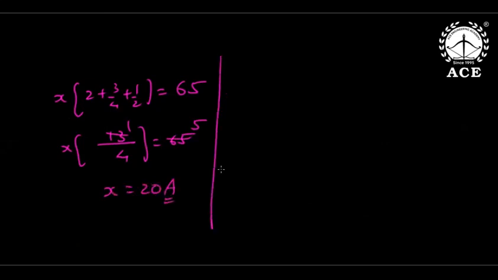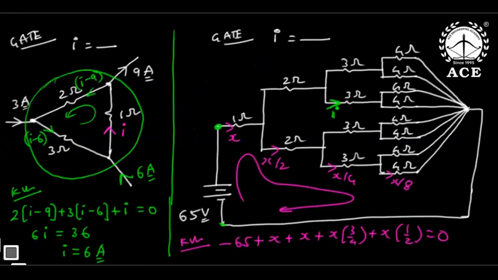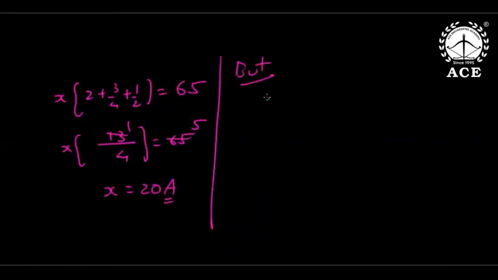But what do I need? But we need I. See the question. I is in the 3 ohms branch. But in the 3 ohms branch, how much current will flow? X by 4. I is x by 4, so it is 20 by 4. Answer is 5 amperes. Simple, symmetry. Now I'm giving another interesting question.